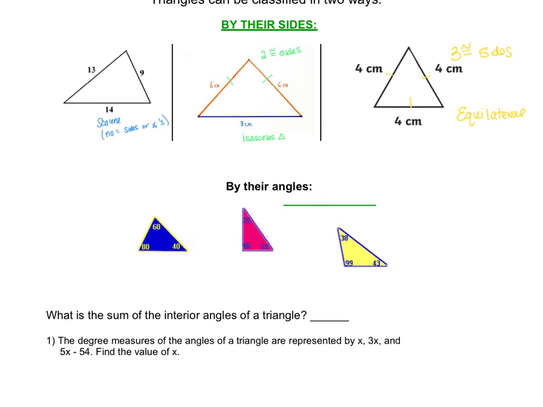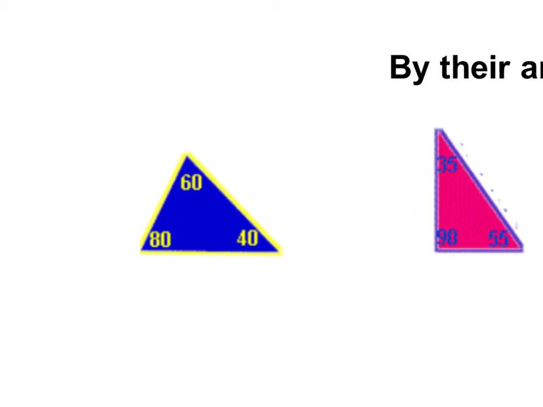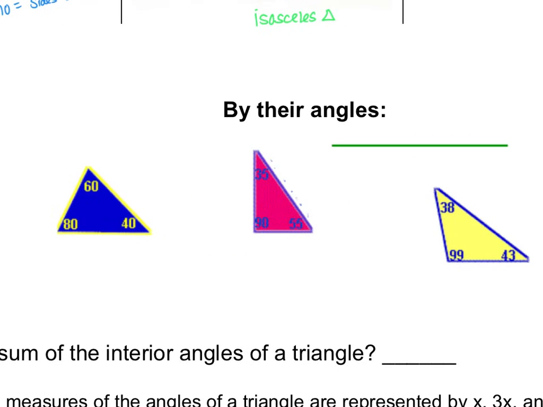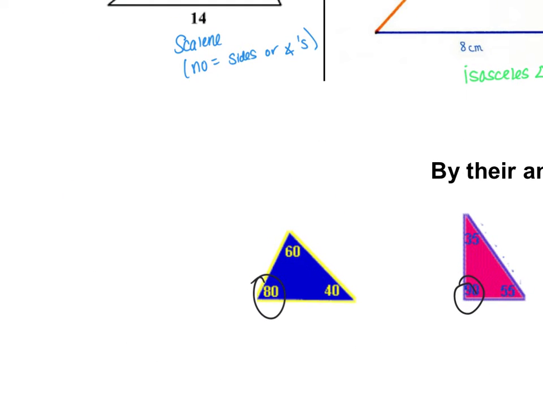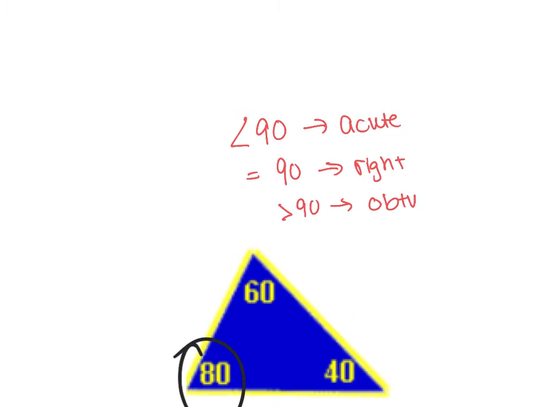Now let's go on to our next examples. We can also identify them by their angles. For this procedure, we always look at our largest angle. So I'm going to go through each image and circle my largest angle. If your angle is less than 90, you have an acute triangle. If your angle is equal to 90, you have a right triangle. And if your angle is greater than 90, you have an obtuse triangle.